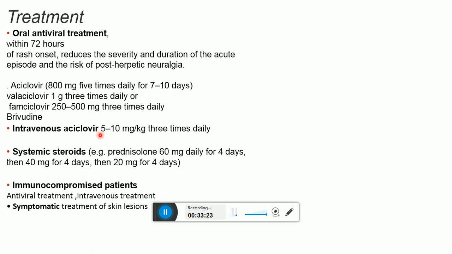Intravenous acyclovir 5 to 10 mg per kg 3 times daily is used in severe cases: encephalitis, moderate to severe immunocompromise. Systemic steroids: prednisolone 60 mg daily for 4 days, 40 mg for 4 days, 20 mg for 4 days. This remains somewhat controversial but is commonly used in moderate to severe disease, particularly for neurological complications. It should be given in conjunction with a systemic antiviral and should probably be avoided.